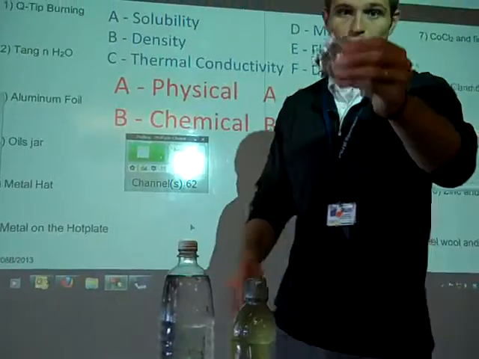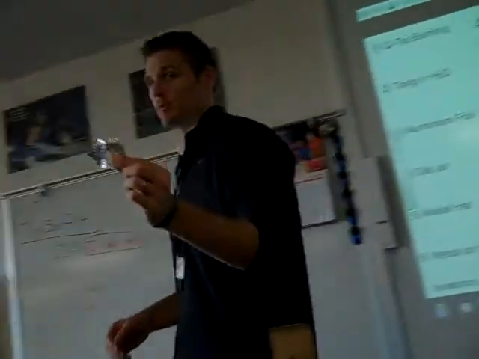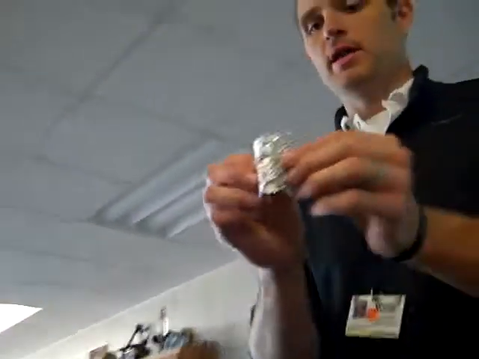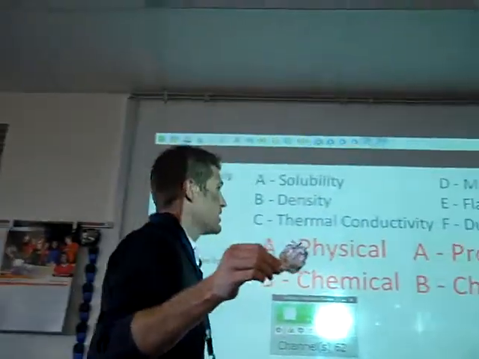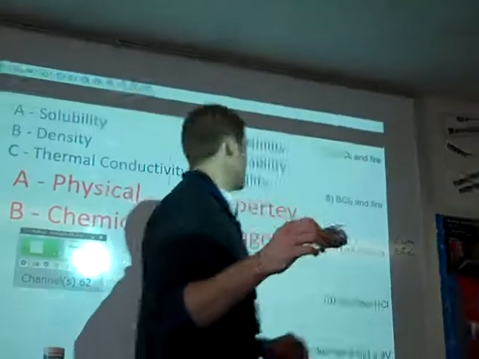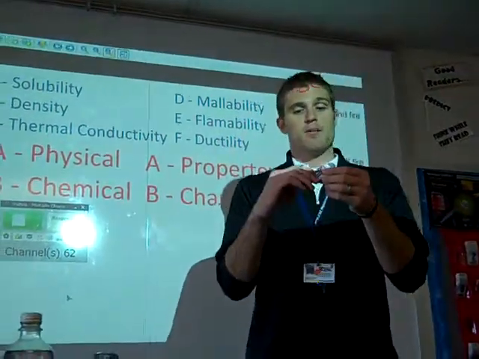I have some aluminum foil right here. Since I can bend it, I can fold it, I can turn it into a ball, I can flatten it out, what word means that I can do that? Is it solubility A, density B, thermal conductivity C, malleability D, flammability E, ductility F? Okay, bending and shaping it.